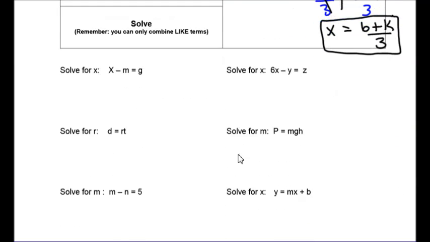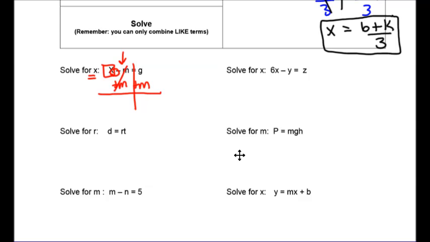Okay, so let's take a look at this one right here. It says solve for x. So we want this x to stay here. So again, who has to move? Who would normally move? This guy right here. Who cares if it's a letter? We know we still have to move it. So what's the opposite of subtracting m? We're going to add an m.